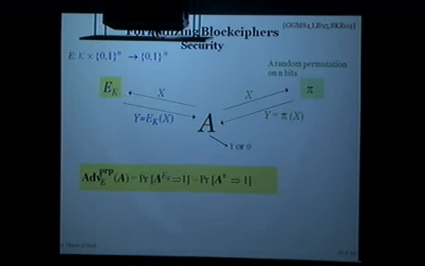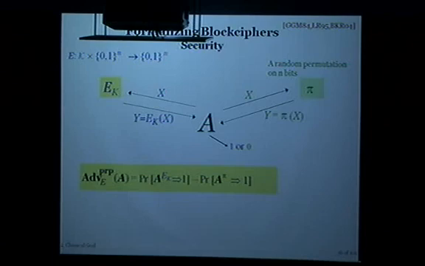So we look at the probability that the adversary outputs 1 when presented this guy, and we subtract from that the probability that the adversary outputs 1 when presented this guy. Again, if the advantage is close to 1, we think that our adversary is doing well. If the advantage is close to 0, our adversary is doing badly.